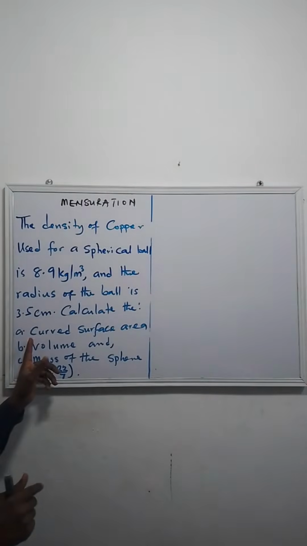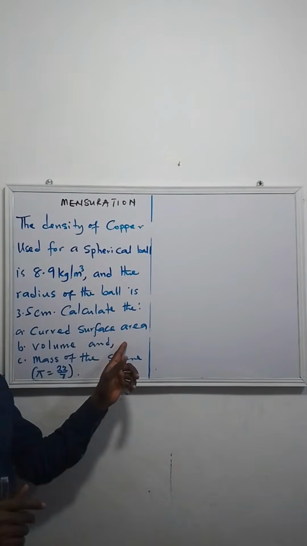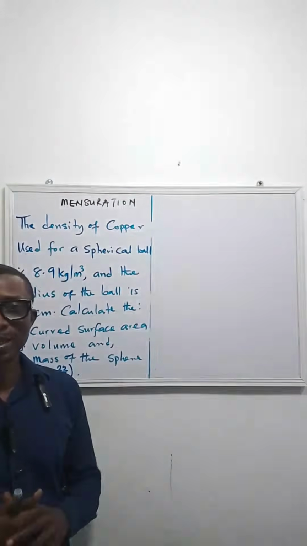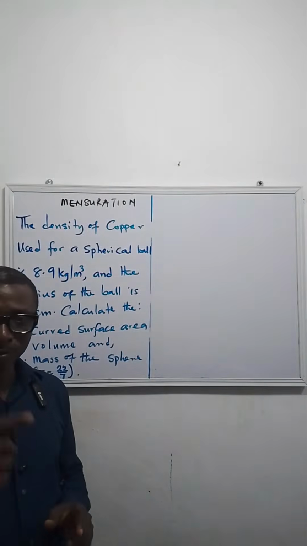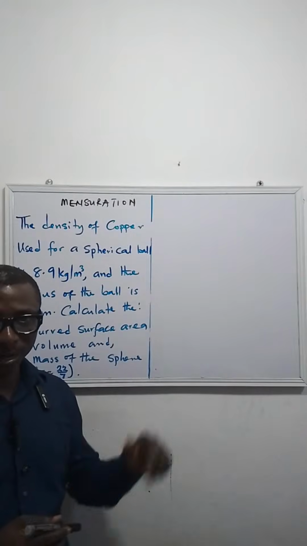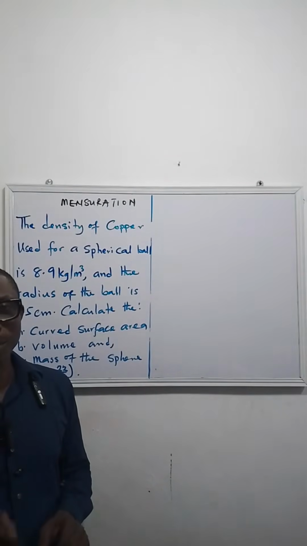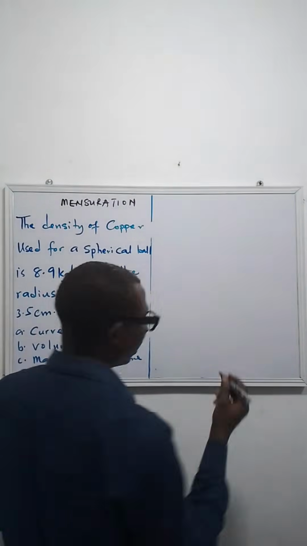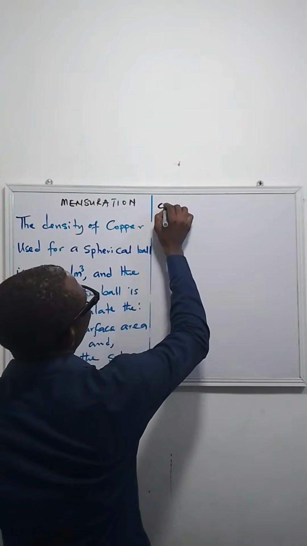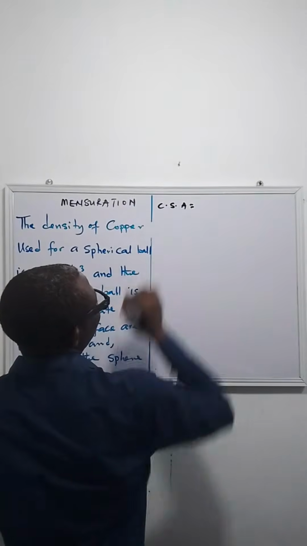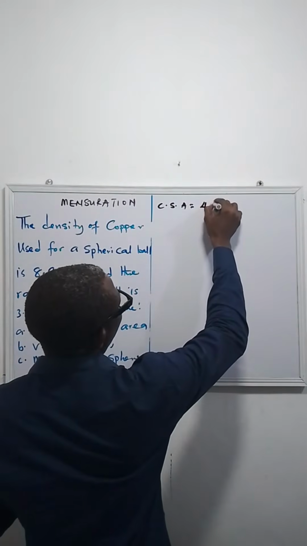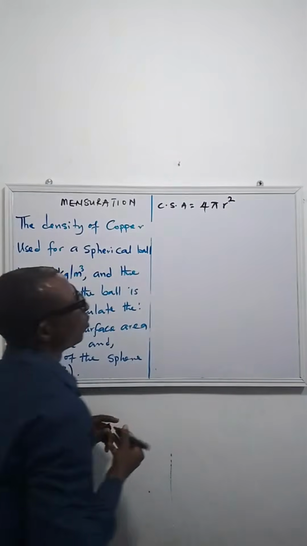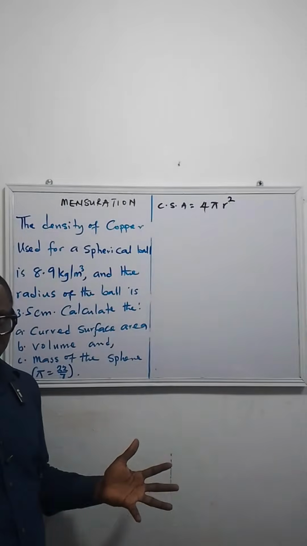Now, the first thing you have to get here is the curved surface area. I need to know the formula for calculating the curved surface area of a sphere. If you know the formula, can you drop that in the comment section before I give you the answer? So what you're supposed to have is 4 pi r squared. That is the formula for calculating the curved surface area of a sphere.